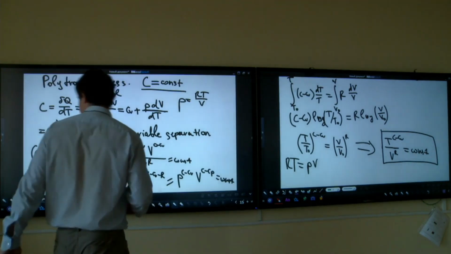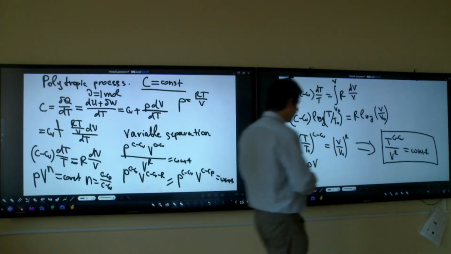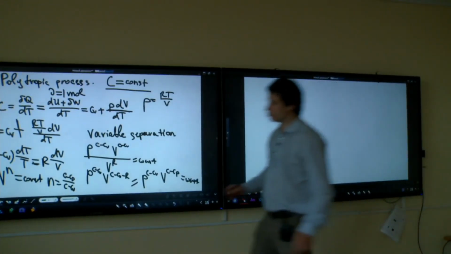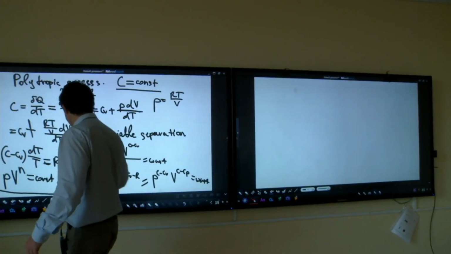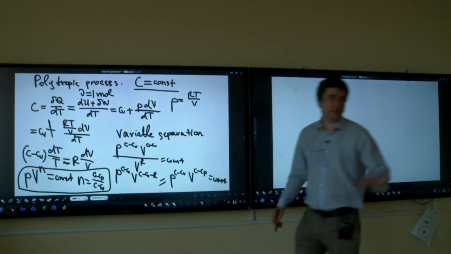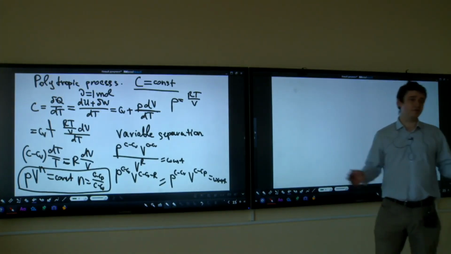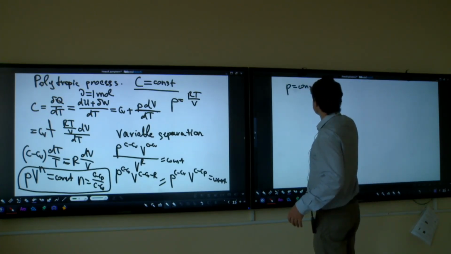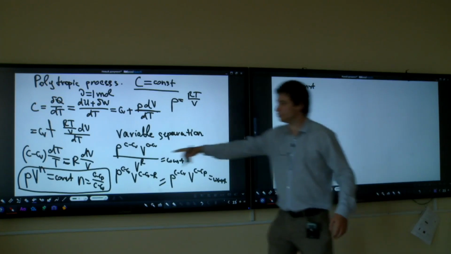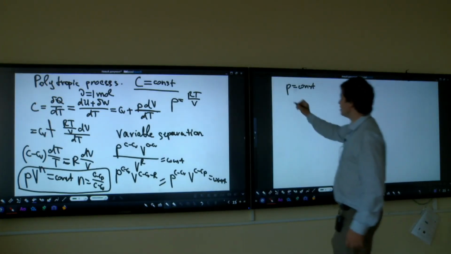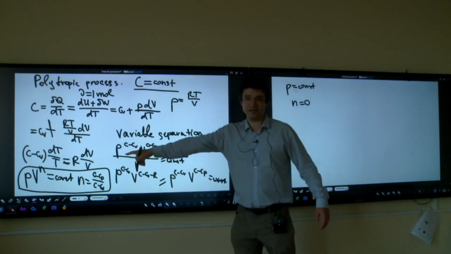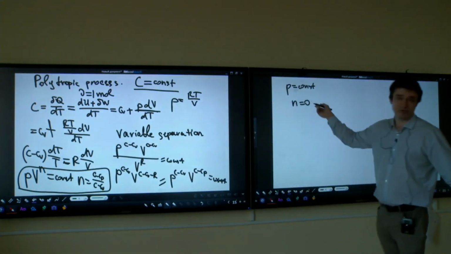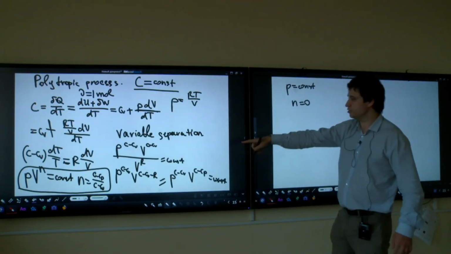And now let's consider some particular examples. All of this derivation is to derive this one. Let's start with the isobaric and isochoric processes. We know that these processes are really polytropic. So this is P equals constant. How does it relate to this equation? Well, if I take n equal to 0, that would be exactly it. V to the n would give me 1, and pressure would remain constant.